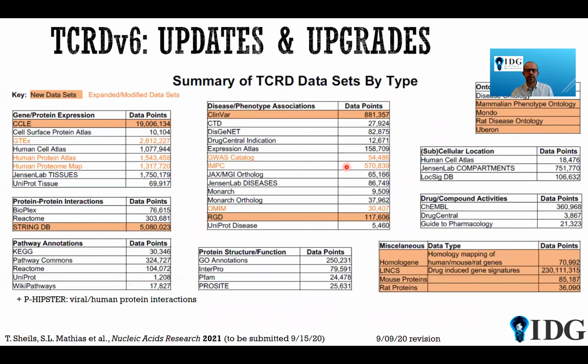These are some of the data sets that we have digested and integrated into Pharos since the last update, which was version 5. So in version 6, for example, we added information from the Cancer Cell Line Encyclopedia, STRING, and more recently PHIPSTER, which is a viral human protein interactions atlas, given the impact of the current pandemic. Overall, this is a growing data set which places emphasis on machine learning ready components.